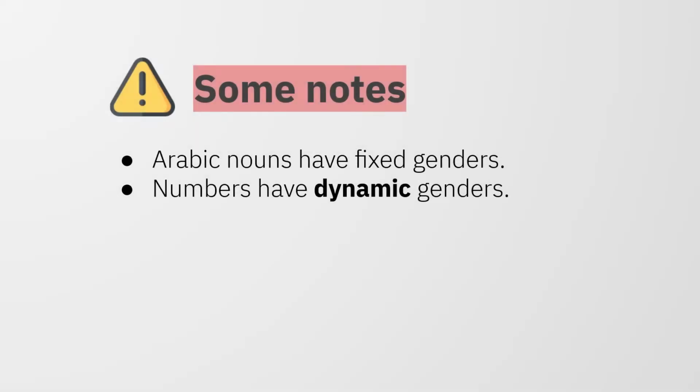Before we begin, I would like to remind you that Arabic nouns, unlike English, have genders. So for example, the word shams, sun, is feminine, while the word qamar, moon, is masculine. And these genders are fixed. Arabic numbers also have genders, but they are dynamic. They can be masculine or feminine, depending on the noun's gender. Their gender changes according to the gender of the noun, as we will see in a bit.